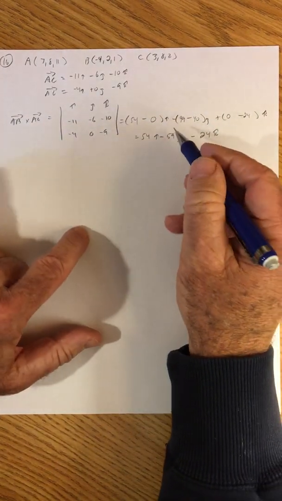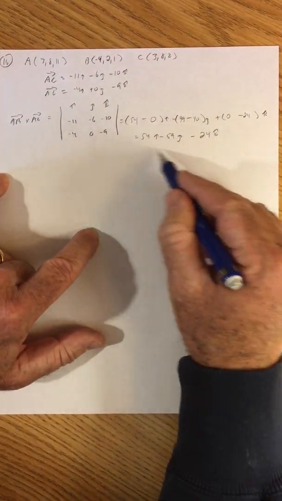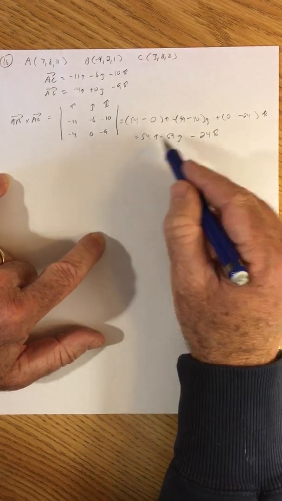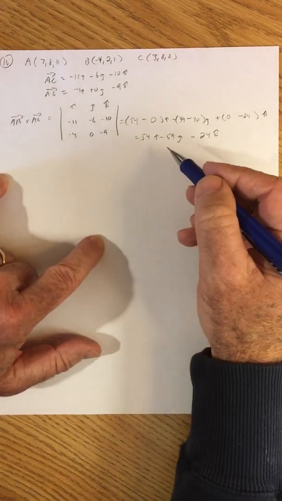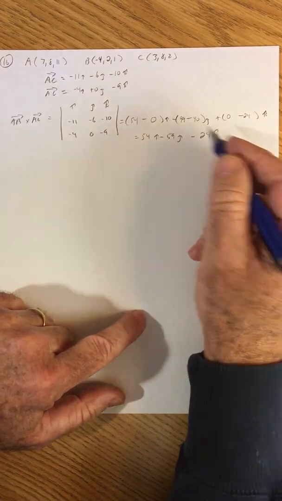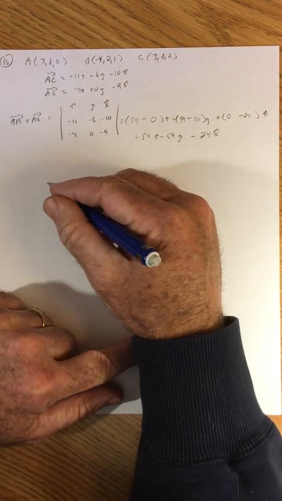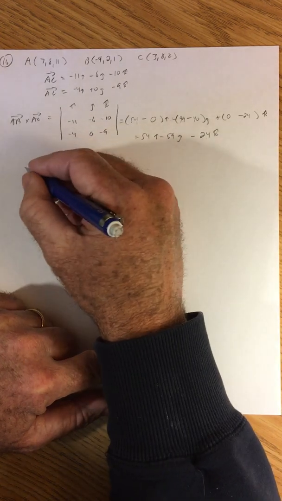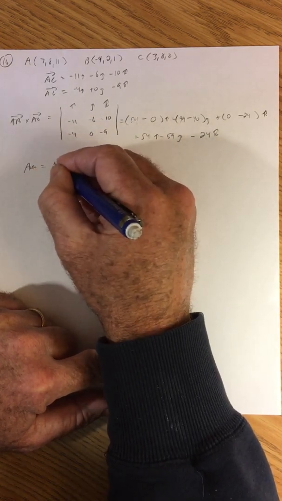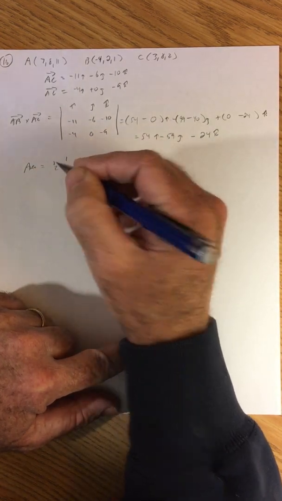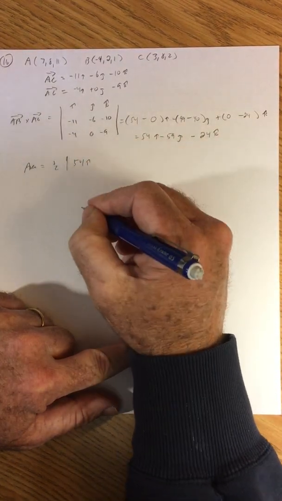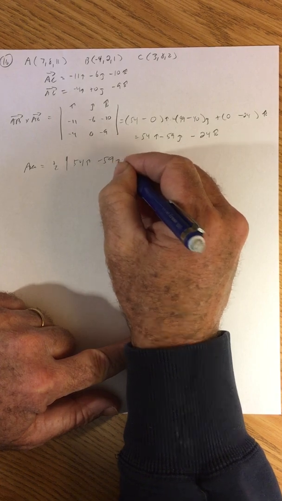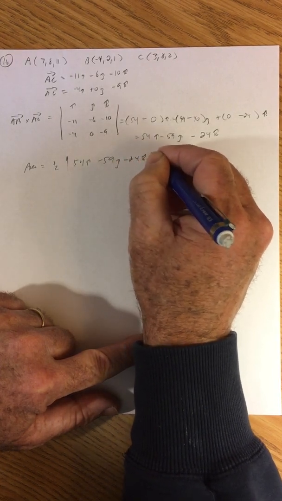It's also the components, or the coefficients, I should say, of the x, y, and z variables in the equation of the plane. This problem, however, did not ask for the equation of that plane. So the only thing we're interested in here is the area, which is 1/2 of the magnitude of the vector 54i minus 59j minus 24k.